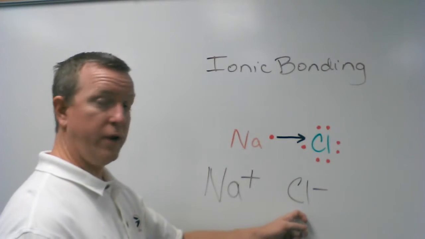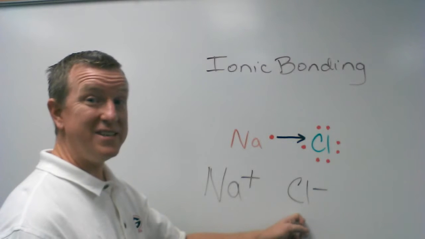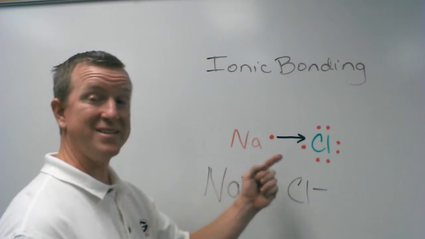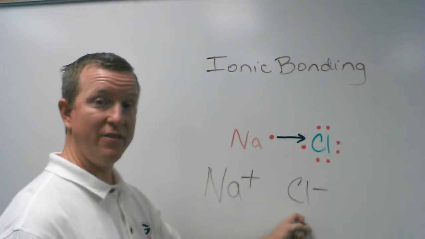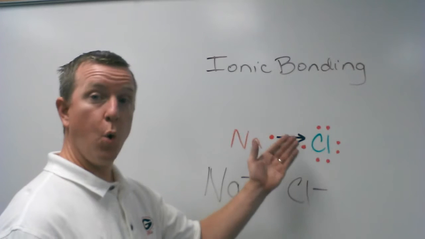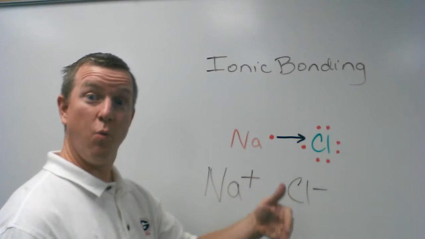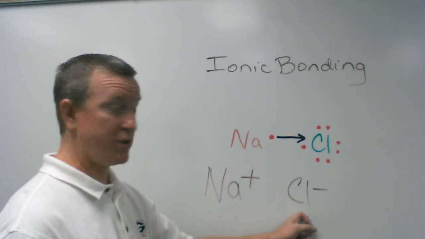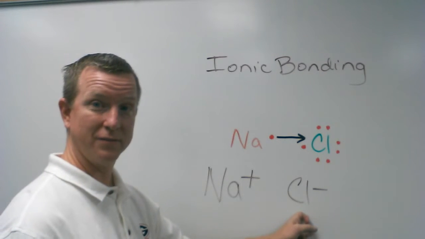In the chlorine, we have 17 protons. And remember, it got 1 electron, so now it has 18. So we have 17 protons and 18 electrons. So now we have 1 extra electron, so it's got 1 extra negative charge. So that extra electron gives it the negative charge that we've got showing right here.